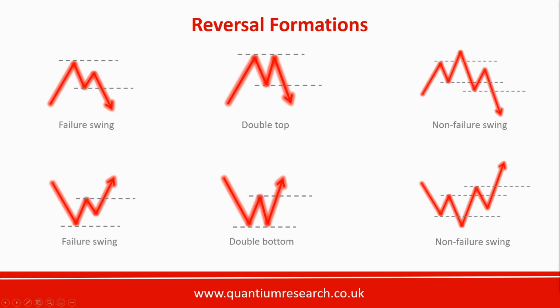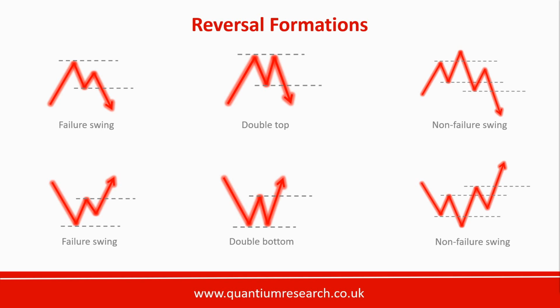So I'm going to quickly give an example to work through these and explain what they are, and then we can move on. So a failure swing, in the top left, happens when an upswing fails to reach the previous high. In other words, when we get a lower high, which signals the end of an uptrend. The formation here is confirmed when price falls below the support from a prior low.